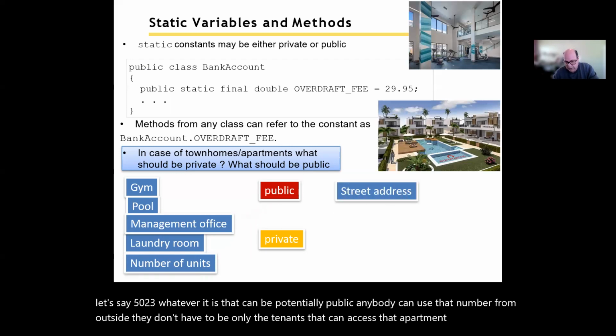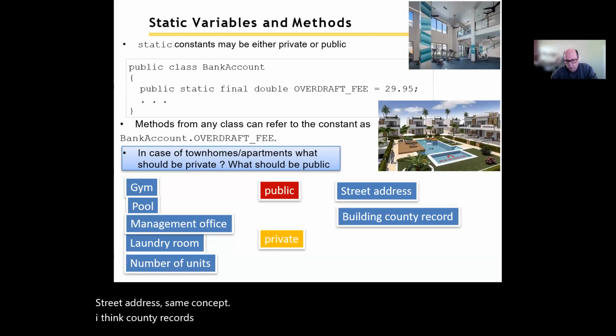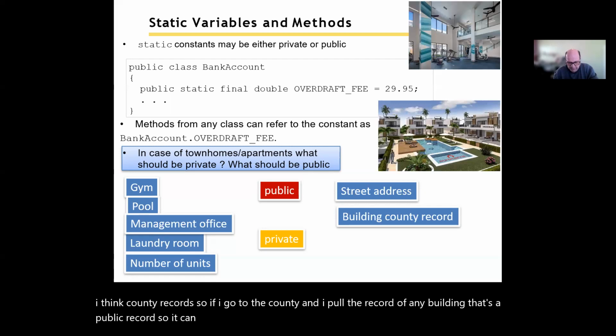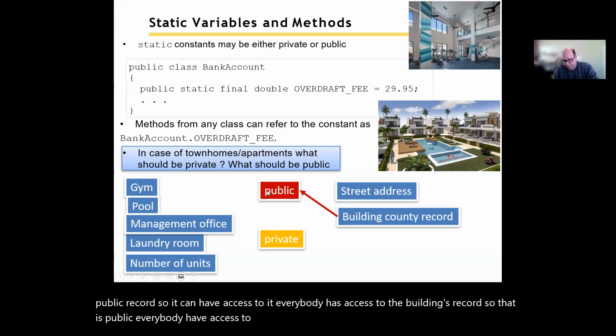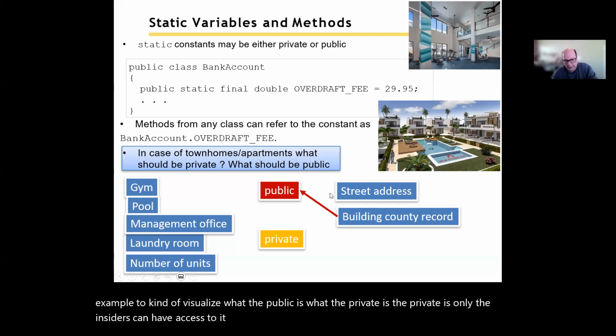The street address, same concept. Building county records. If I go to the county and I pull the record of any building, that's a public record, so I can have access to it. Everybody has access to the building's record. So that is public, everybody has access to it. So that is an example to visualize what public is and what private is. Private is only the insiders can have access to it. Public, anybody in the world can have access to it.